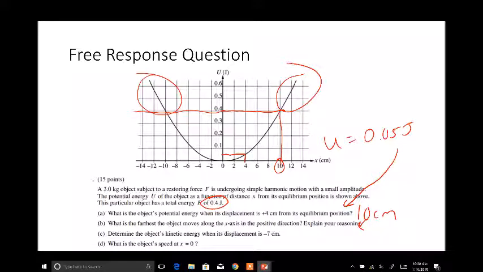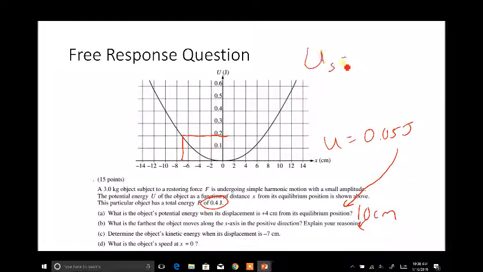C, determine the object's kinetic energy when its displacement is -7. So let's go to -7, which would put us about right in here. Go up and cut the graph. So at -7, the amount of potential energy is about 0.2.